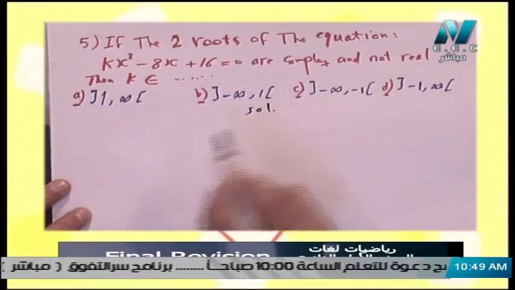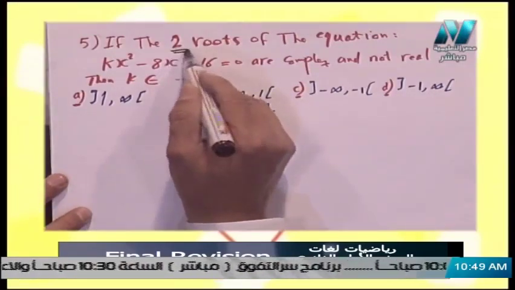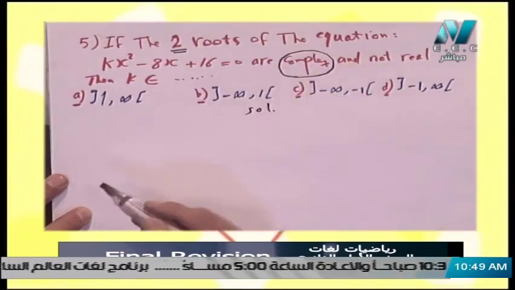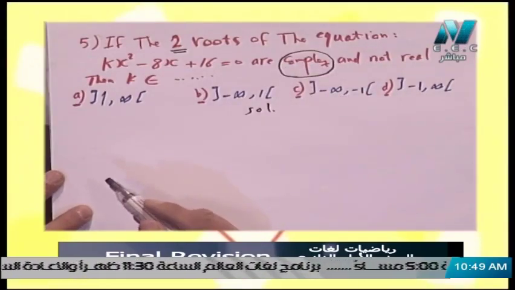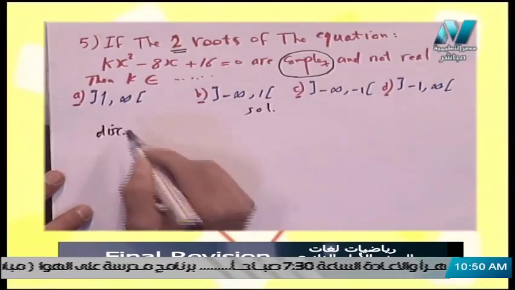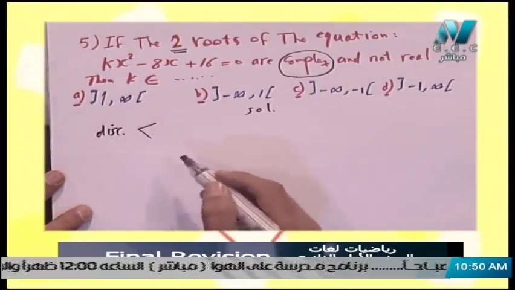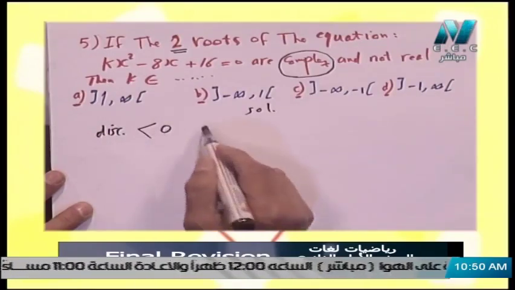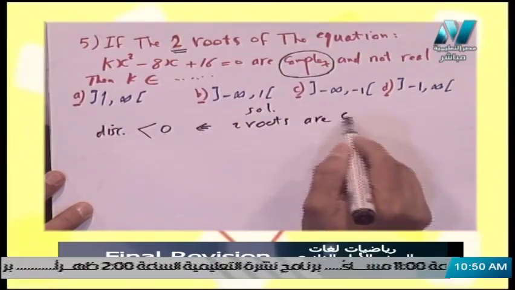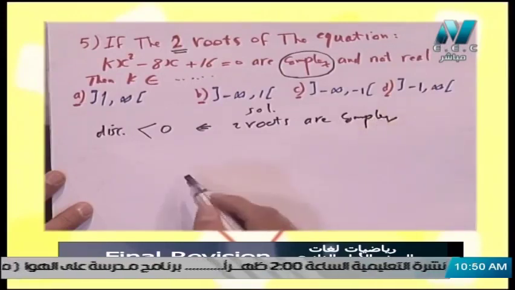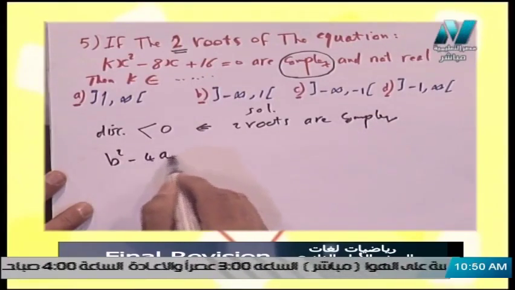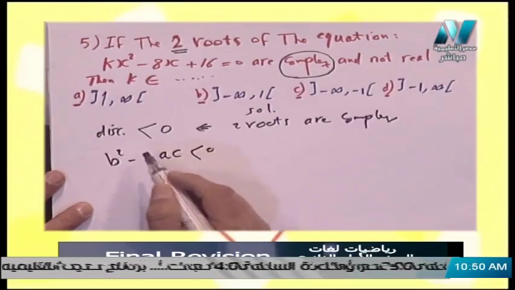So solution: we have the two roots of the equation are complex. Do you know the discriminant? The discriminant will be smaller than 0 if the two roots are complex and not real. So the discriminant, b power 2 minus 4ac, is less than 0 here.